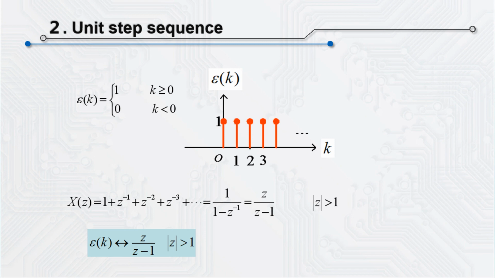If we deduce this series, we can see that when the modulus of z is greater than 1, it is convergent and converges to z divided by z minus 1. Then the expression of its z transformation is z divided by z minus 1. Pay attention that the convergence domain is that the modulus of z is greater than 1. This is the result.